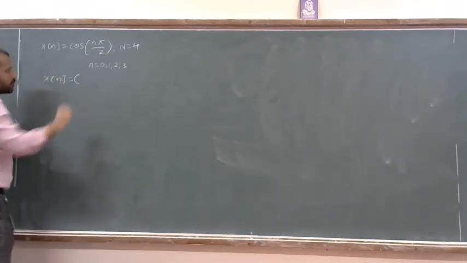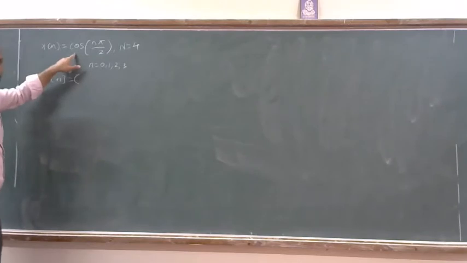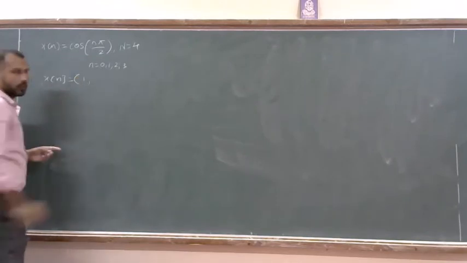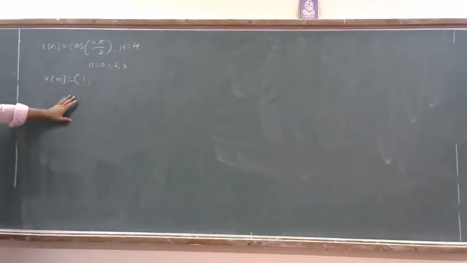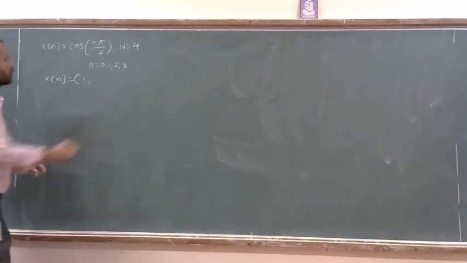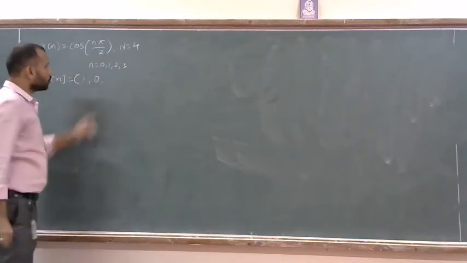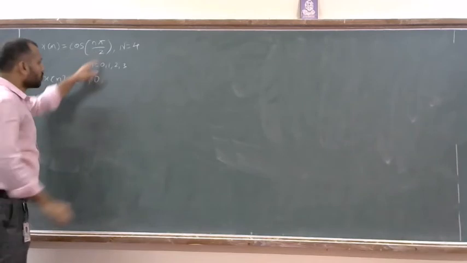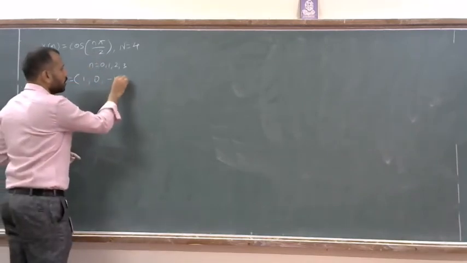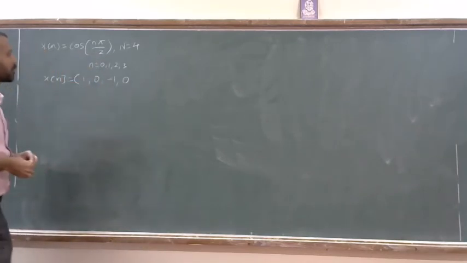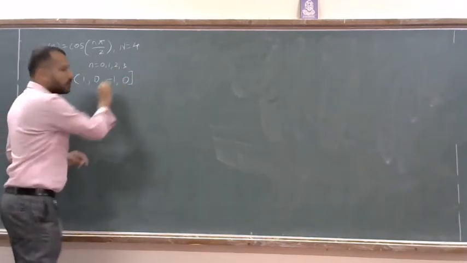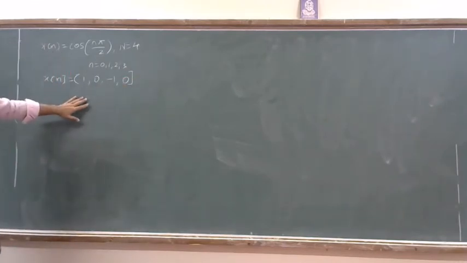the discrete time sequence. For n equals 0, cos of 0 is equal to 1. For n equals 1, cos of pi by 2 is 0. For n equals 2, cos of pi is minus 1. For n equals 3, cos of 3 pi by 2 is 0. So this is the 4-point sequence for which we need to obtain the 4-point DFT.